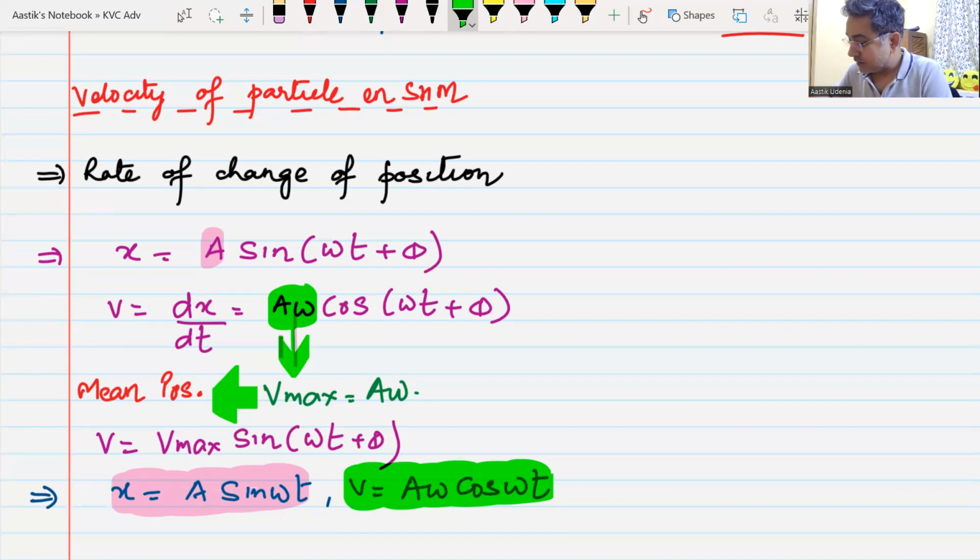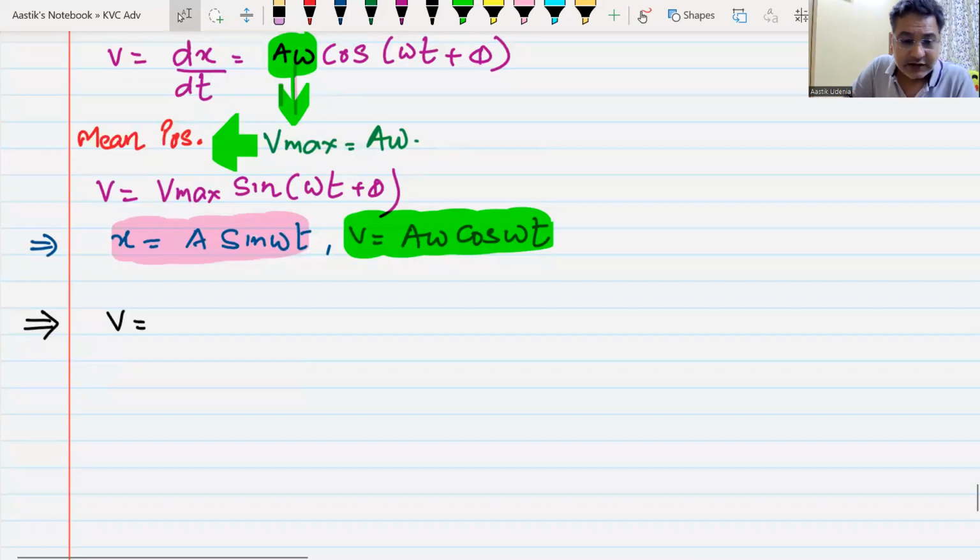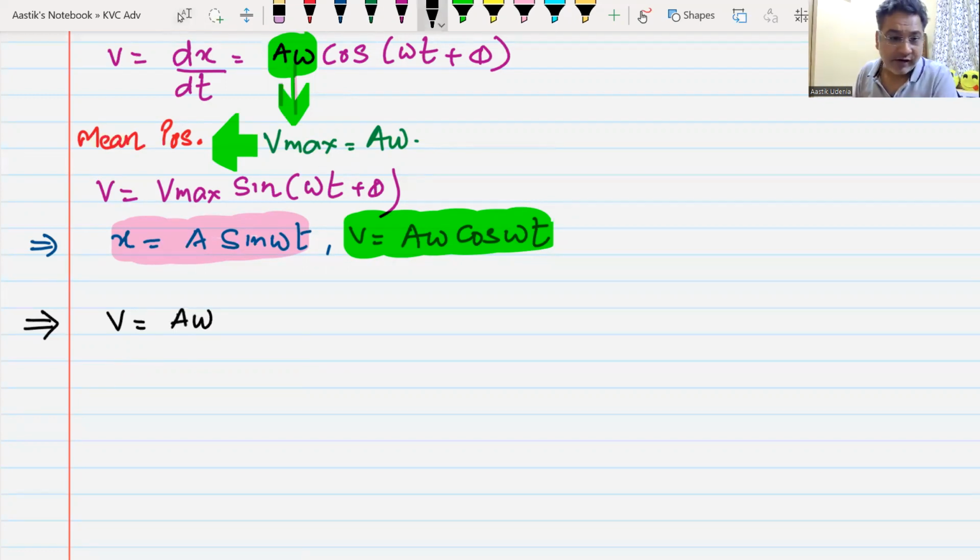Can anyone tell me how I can write v as a function of x? V will be dx by dt, sir. That is as a function of time, beta. How can I write v as a function of x? So I can write this as A omega into cos omega t. You can find out the value of cos omega t from sin omega t. A omega into root over 1 minus x square by a square.